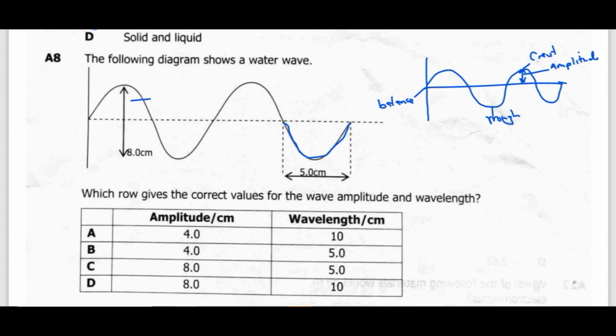So here the amplitude is 4. Again, here you'd find that we have 4 as well. So 4 plus 4, we're going to have 8. So this is the 8 that we have here.